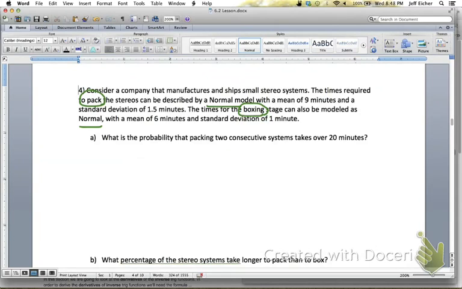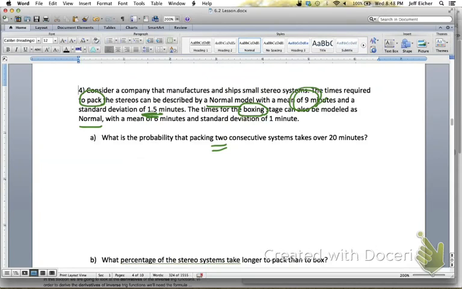Now, I think when I say packing here, what I probably should have said... Oh, no. I think we'll go with it. Probability that packing two systems takes over 20 minutes. Notice there's two systems. So to pack one is 9 minutes, and to pack a second one is another 9 minutes. So we'd expect 18 minutes. And you have to deal with the 1.5 standard deviation, and you're going to have a normal model.